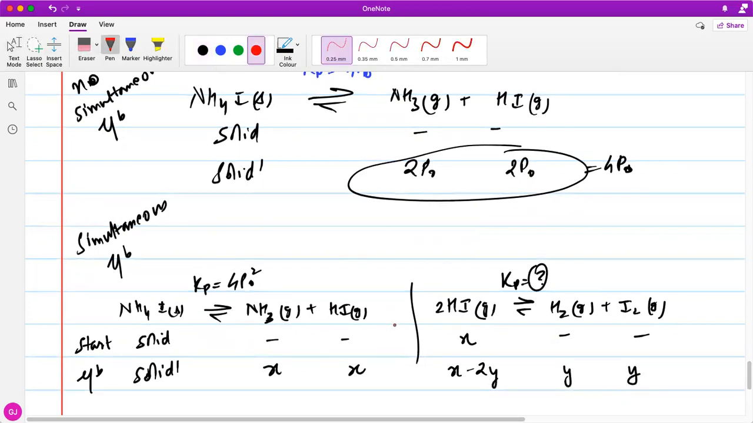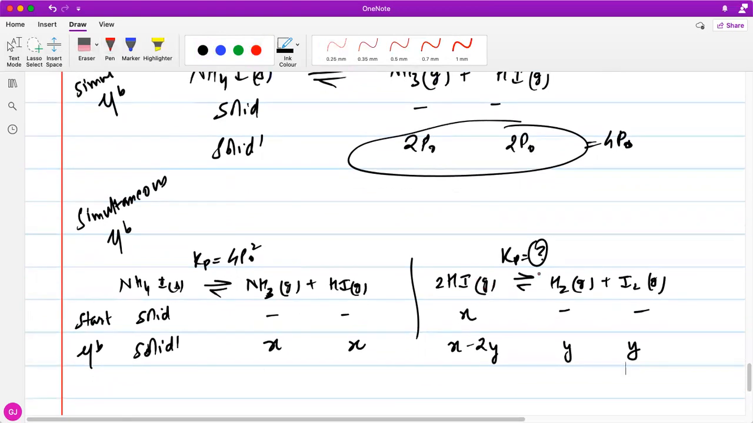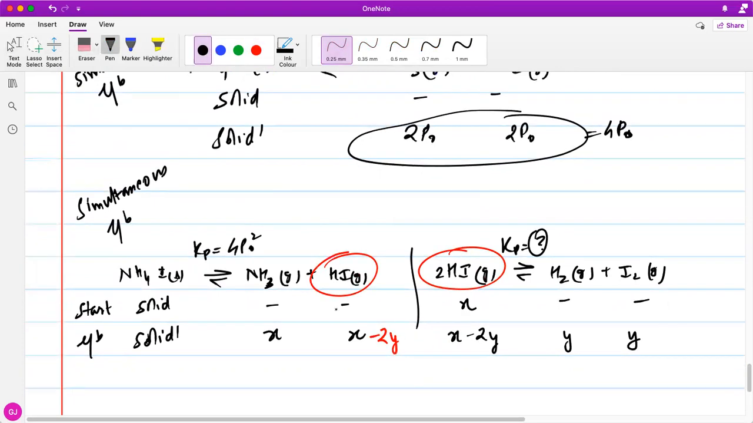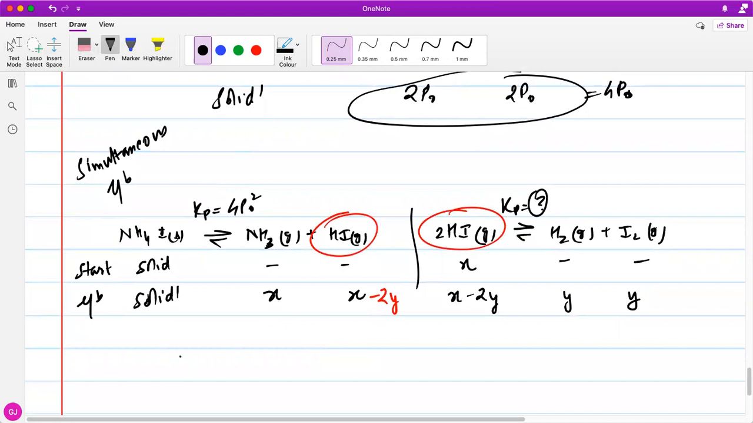Now before we start solving it, we need to ensure that the concentration of the common species, which is in this case HI, is same throughout. So यहाँ पर I will do X minus 2Y. Right? So we have two variables now, X and Y. How do we solve for them? One equation is this Kp. So 4P naught square will be equal to X into X minus 2Y. That is going to be our first equation.